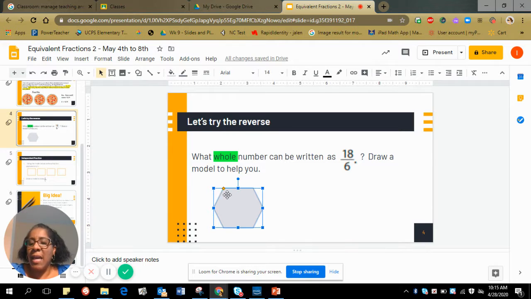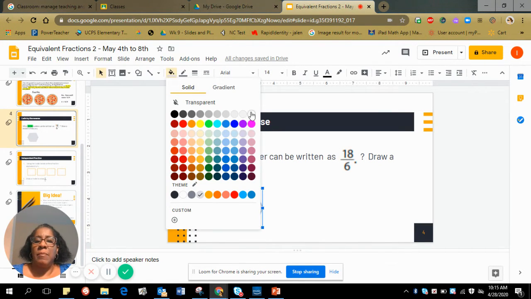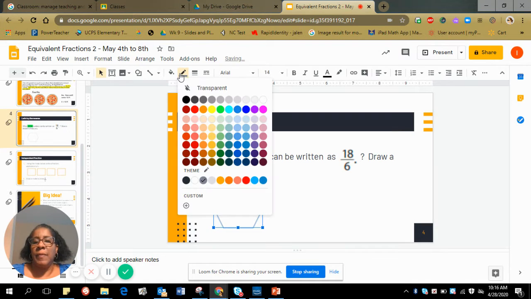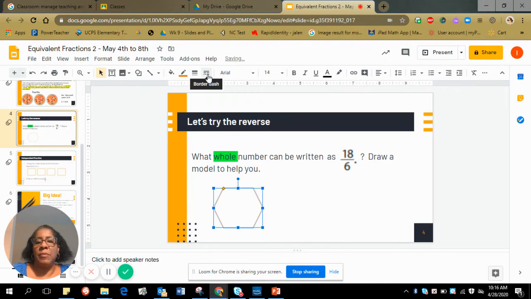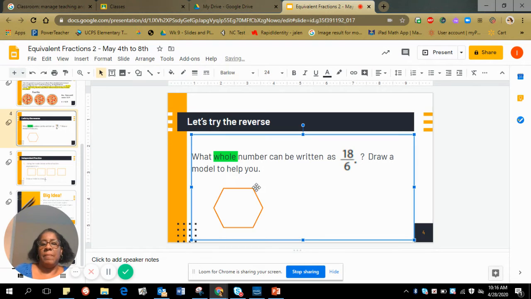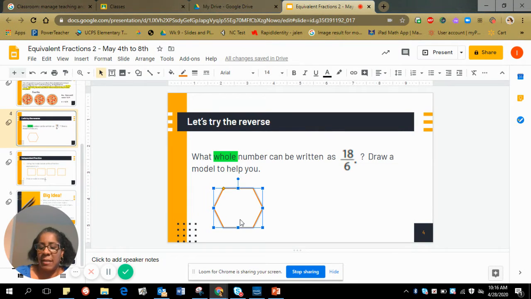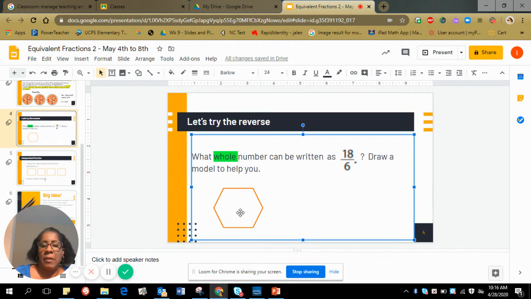So I'm trying to get 18 parts that are 18/6. Okay. Let me just bear with me. Okay. So in one hexagon, I'm going to have 6. I'm trying to get 18. So I'm going to need multiple hexagons. Okay.